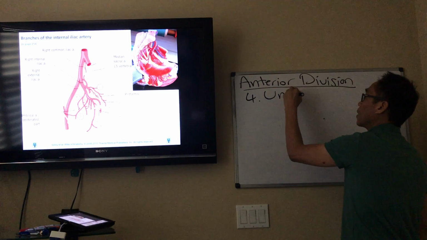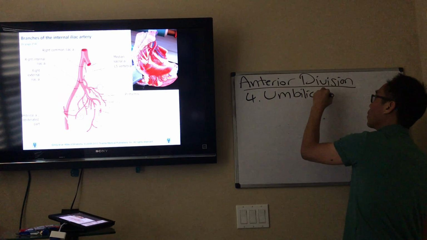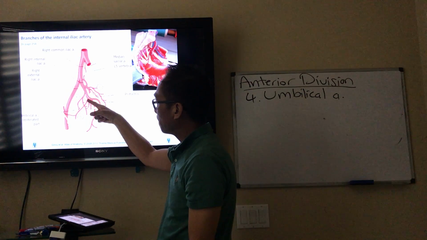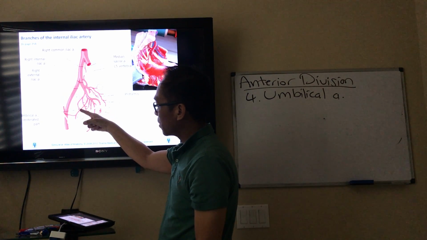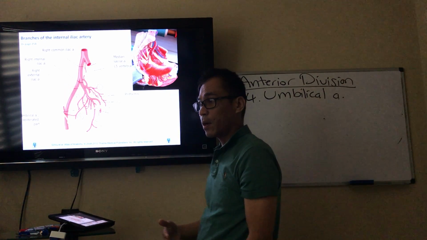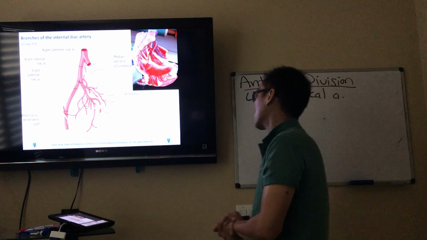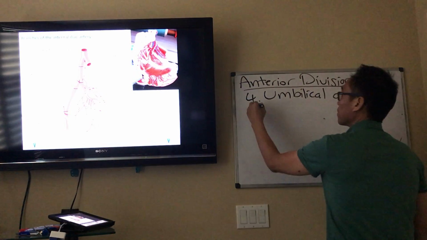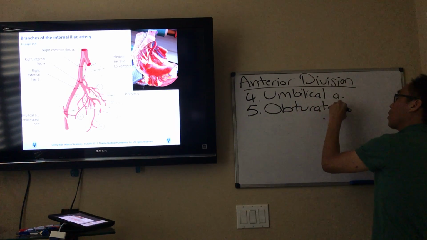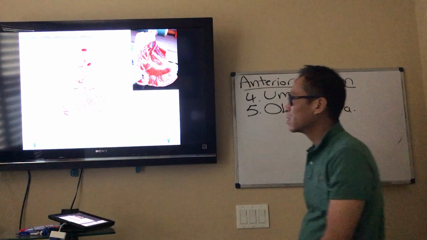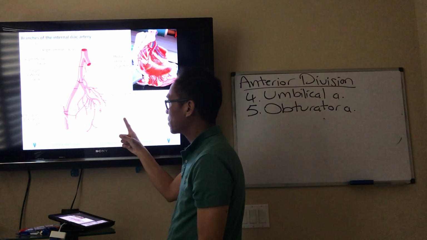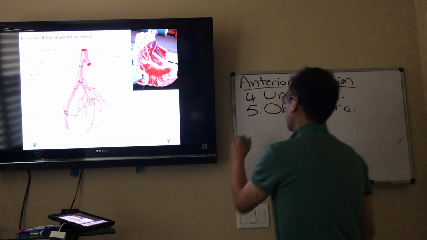Number 4, umbilical artery. Next branch coming off goes to the medial region here. It exits through the obturator canal. It's the obturator artery. It supplies blood to medial thigh muscles. It's number 5. This little branch here got cut off, so you can't see where it's going. It's number 7 here. That's the middle rectal artery.